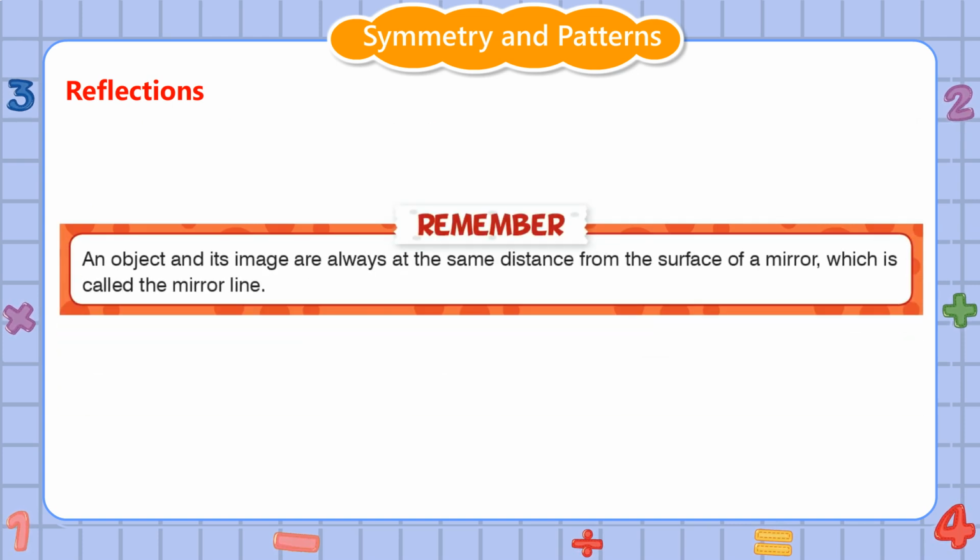Remember, an object and its image are always at the same distance from the surface of a mirror, which is called the mirror line.